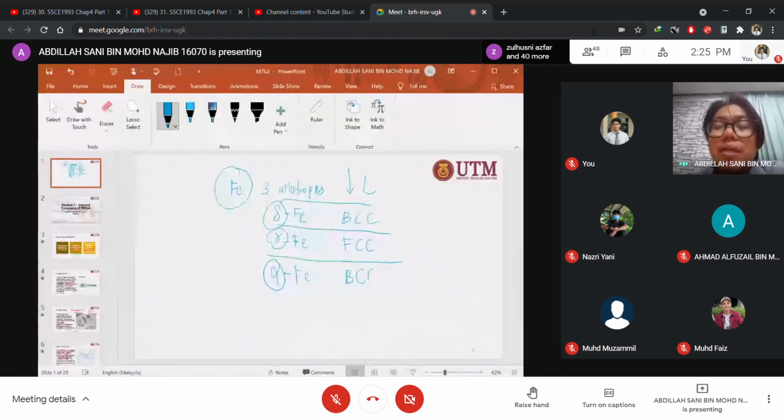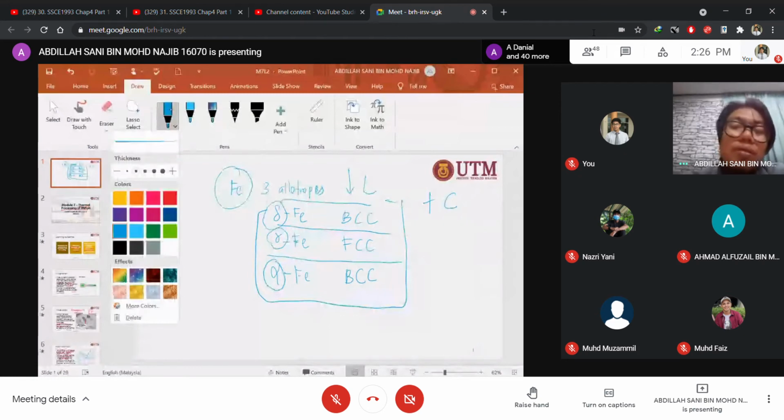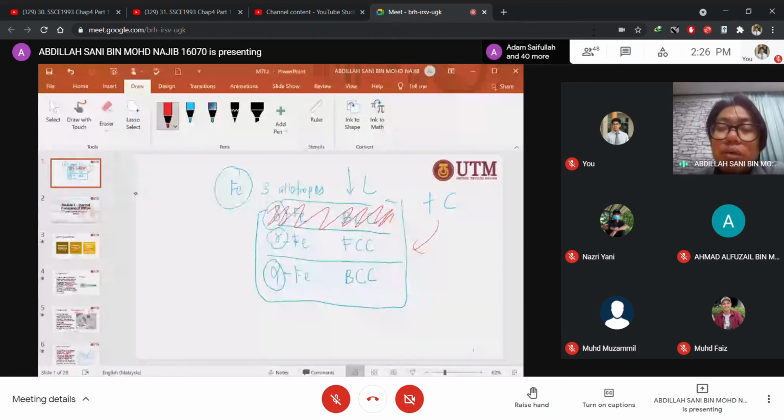So this is ferrum. And then from here, kita tambah carbon. This one we don't pay much attention. We focus on this area. So when it is FCC and it has carbon inside, this is what we call austenite. Basically it is gamma ferrum with carbon.